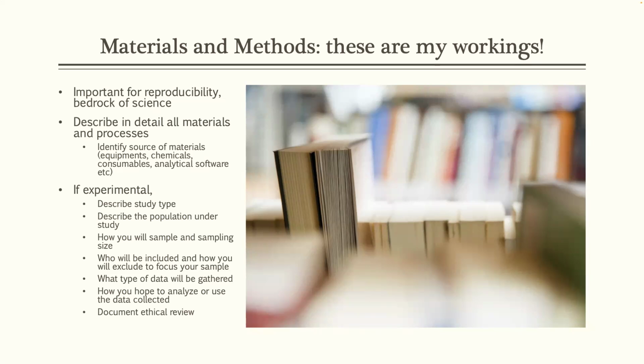The most important part of science is reproducibility. If you do something, it must be true under the same conditions for somebody else. That's very key. Reproducibility is one of the core tenets of science. And the way we achieve that is by describing in detail all materials and processes that you have employed.